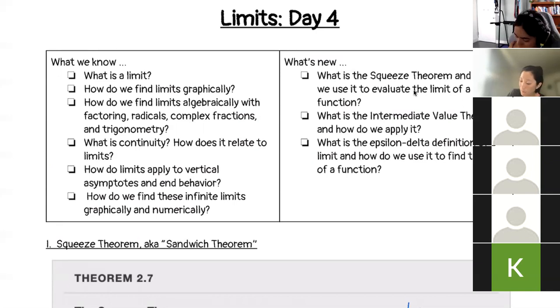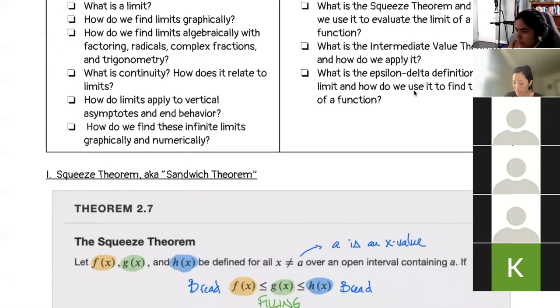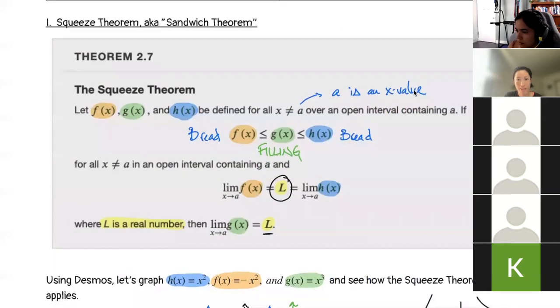And so on Thursday, we talked a little bit about the squeeze theorem. We're going to finish up 2 more examples on the squeeze theorem. And then we're going to move on to something called the intermediate value theorem, and then the epsilon delta definition, okay? So today is going to be a very mathematical sort of day, for better or for worse. And let's go ahead and take a look at what we looked at on Thursday.